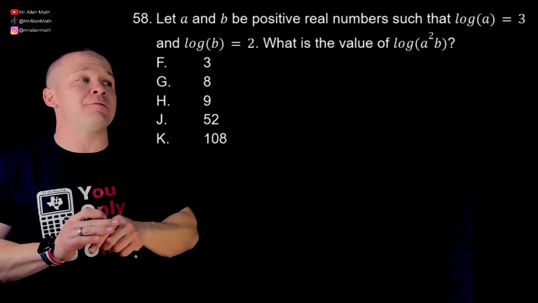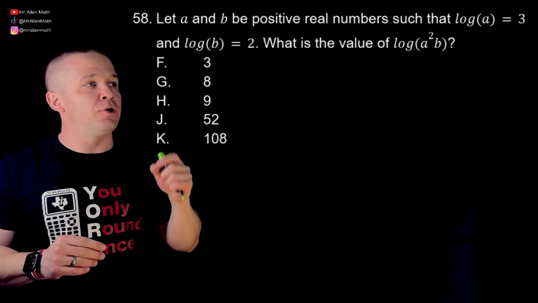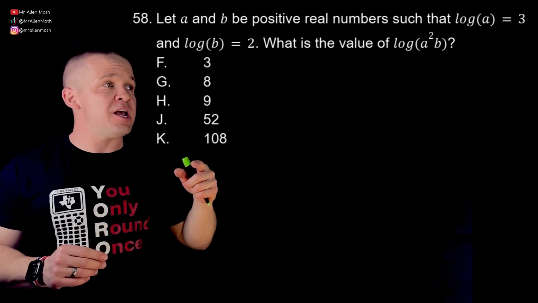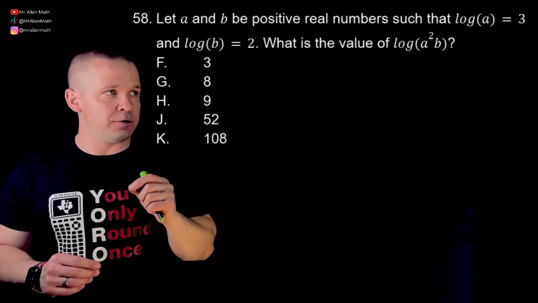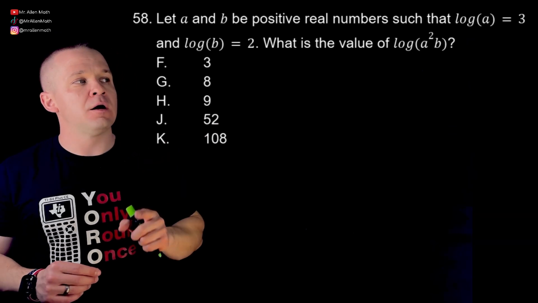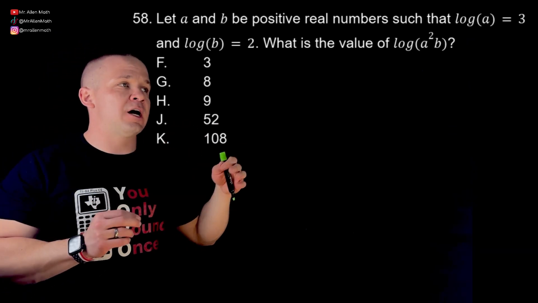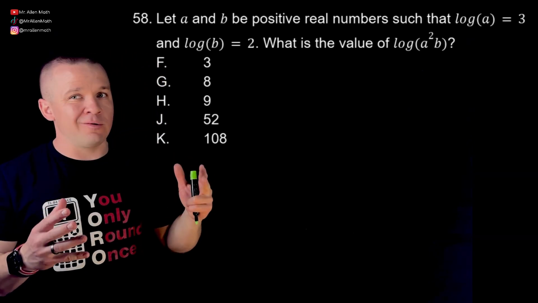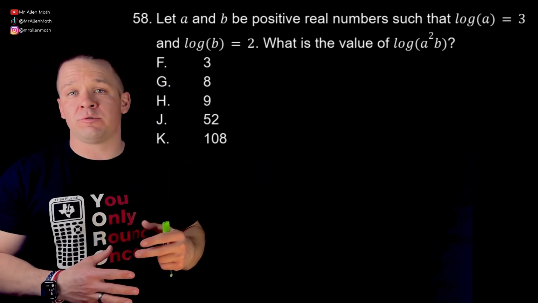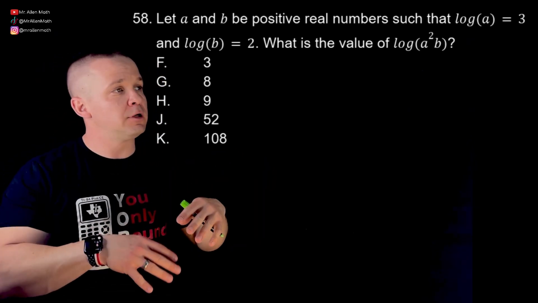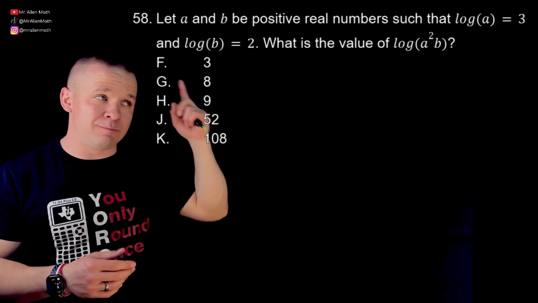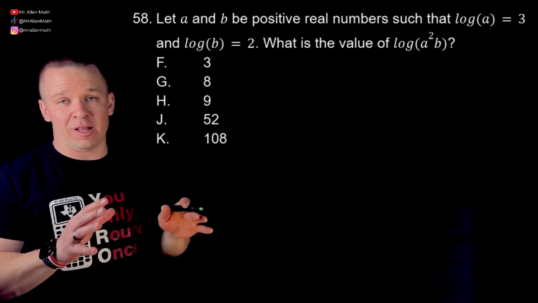We got: let A and B be positive real numbers such that log of A equals 3 and log of B equals 2. What is the value of log of the quantity A squared times B? Well, first thing, when there's no base written with the log, it's assumed to be the common logarithm, which is base 10. That might come up here. It might come up in another problem. Keep that in your brain there for later.